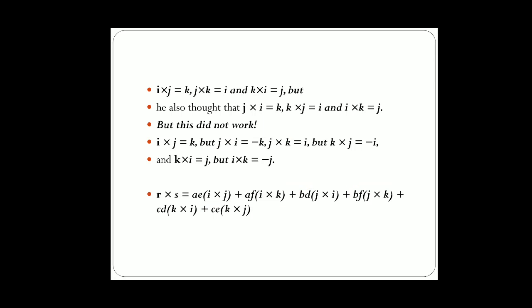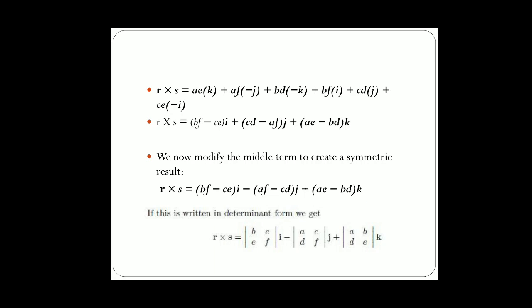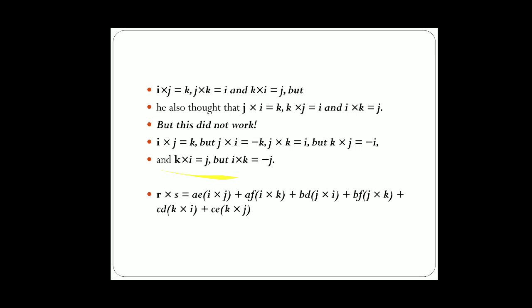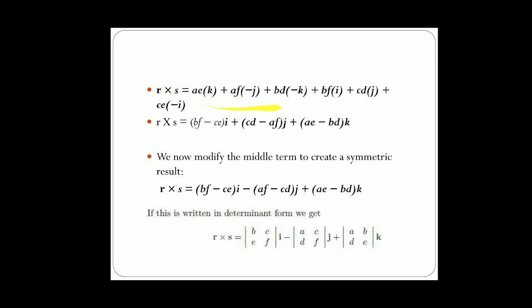Also j cross i, that is vice versa, and k cross j, is equal to the negative of the other. Multiplying two and getting the product as the third one was the initial formula, but this did not work. So r times s gives ae i, j and af i, k. Because this actual formula did not work, they found another one as the formula and inserted these values.